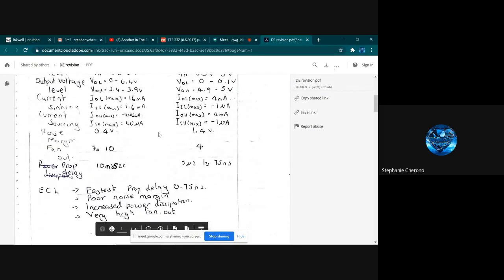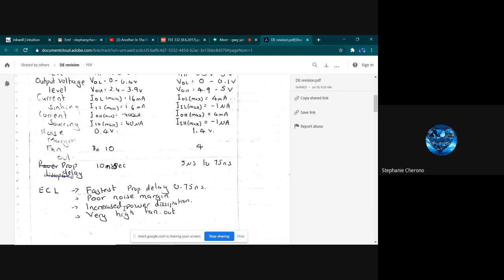And power dissipated by ECL is very high. There is this ratio where there's this trade-off, propagation delay and power dissipation. So the faster you are, the more power you get to use. So ECL has the fastest propagation delay at the expense of high power dissipation.